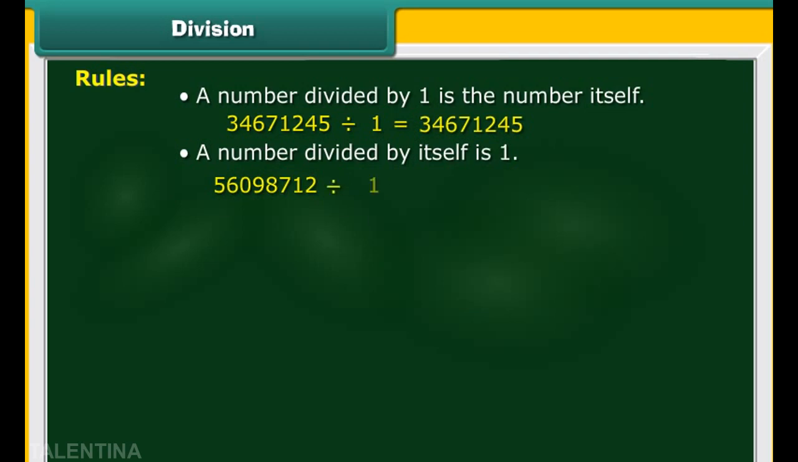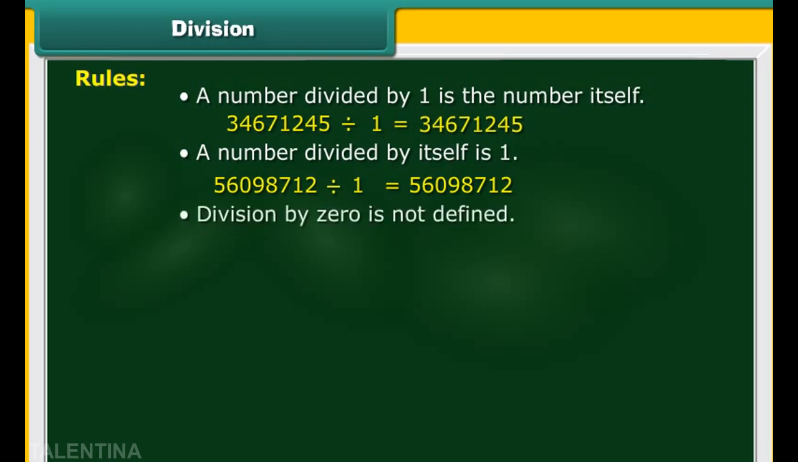56098712 divided by 1 is equal to 56098712. Division by 0 is not defined. 56795432 divided by 0 is equal to not defined.